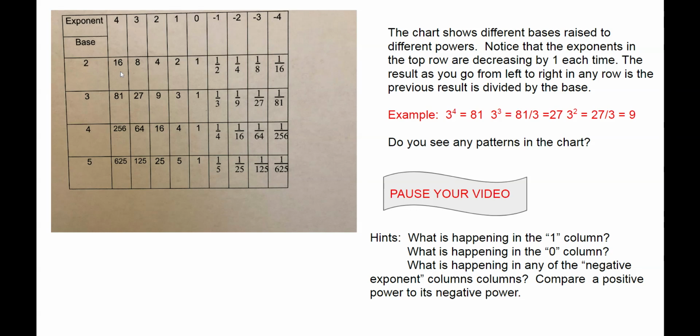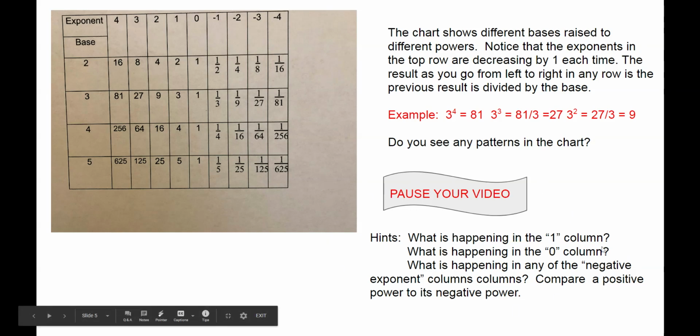So for example, 16 divided by 2 is 8. 8 divided by 2 is 4. 4 divided by 2 is 2. 2 divided by 2 is 1, and so on. Do you see any patterns in this chart? Pause your video while you use the hints given to search for patterns.